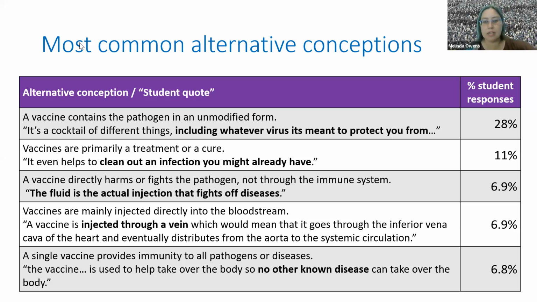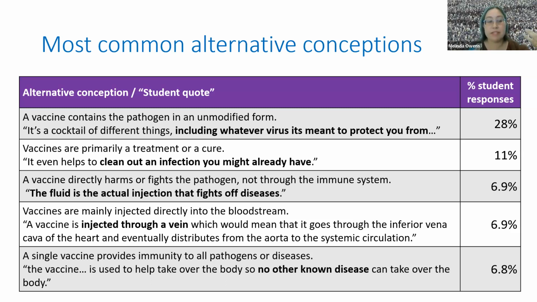Another one is that idea that vaccines are primarily a treatment or a cure. So, oh, it even helps to clean out an infection you might already have. By the way, some students thought it was both, like it could be both preventative and a treatment. So it's not necessarily that, see, they can hold correct and incorrect ideas simultaneously. And then these were a little more rare. The vaccine doesn't work through the immune system. It directly harms or fights the pathogen.